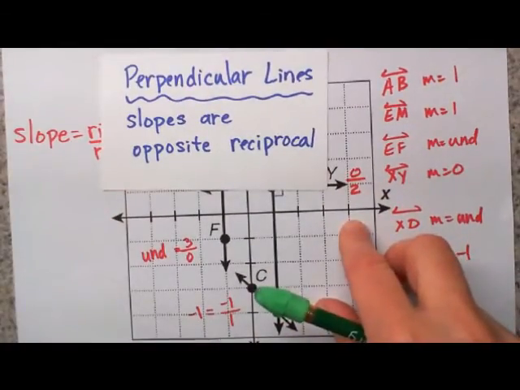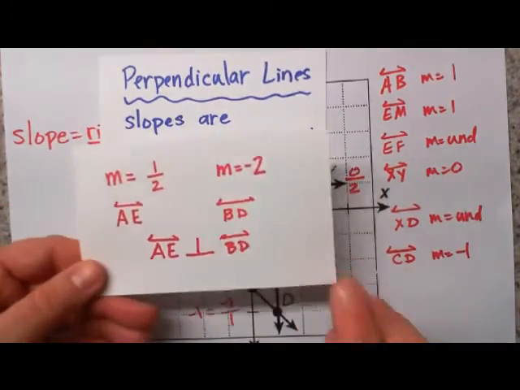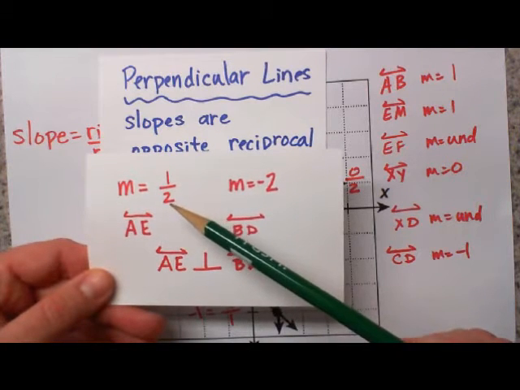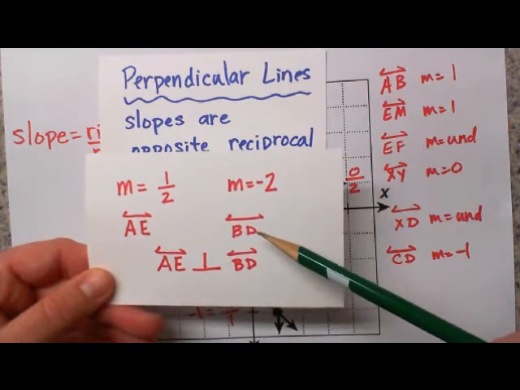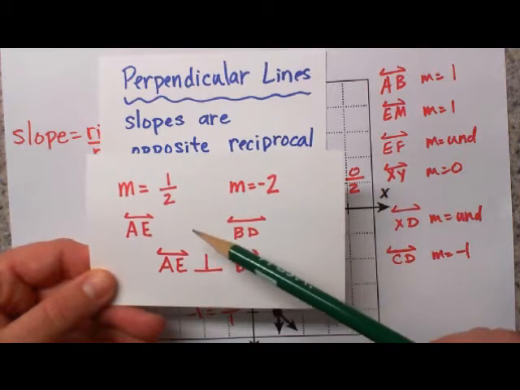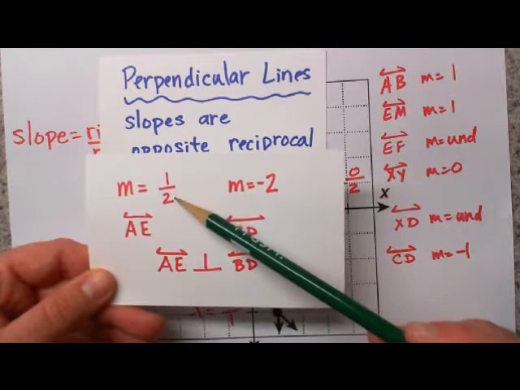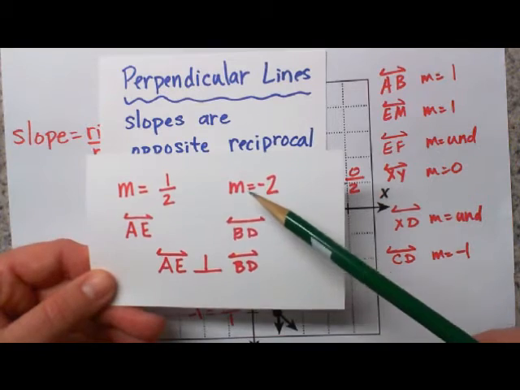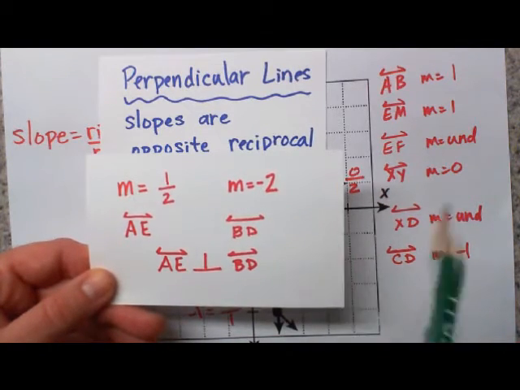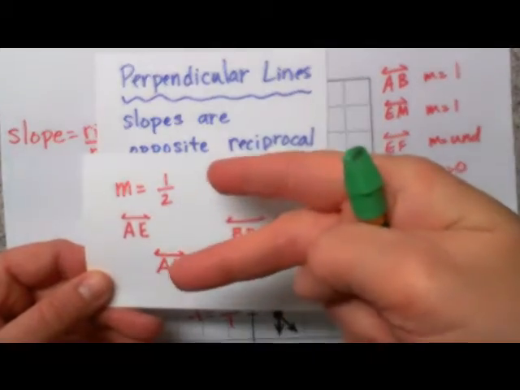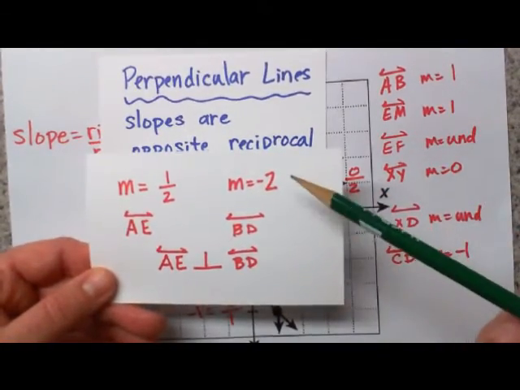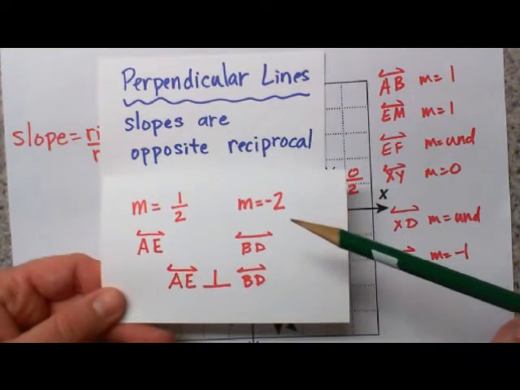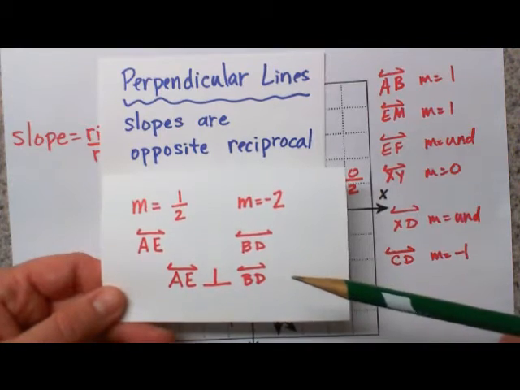And as an example, let's say I have two lines. We'll call this line AE, and I'll call this line BD. So BD has a slope of -2, and AE has a slope of 1/2. And we can see that these numbers clearly have an opposite sign, and then they are reciprocals of one another. So, like this 1/2, we just flip it, and it becomes the 2. Okay? So perpendicular lines are lines whose slopes are opposite reciprocals of one another. So you just change the sign and you flip it.